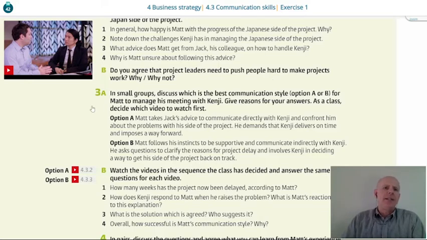And after that, as usual, we have 2 options of videos on how the person tries to solve the problem, tries to deal with the situation that we are tackling. Discuss which is the best communication style, option A or B, for Matt to manage his meeting with Kenji. Give reasons for your answers, and as a class, decide which video to watch first.